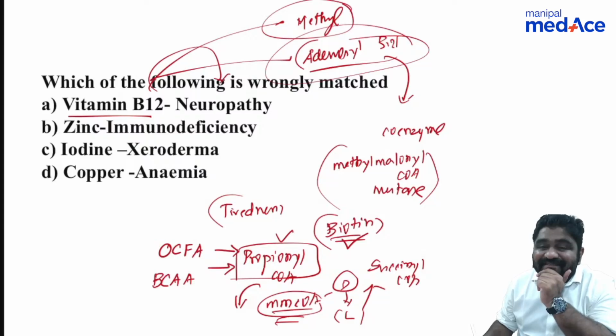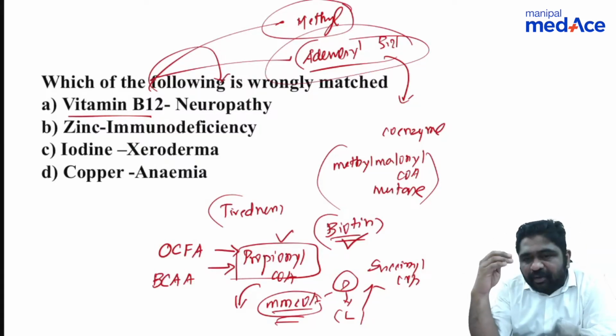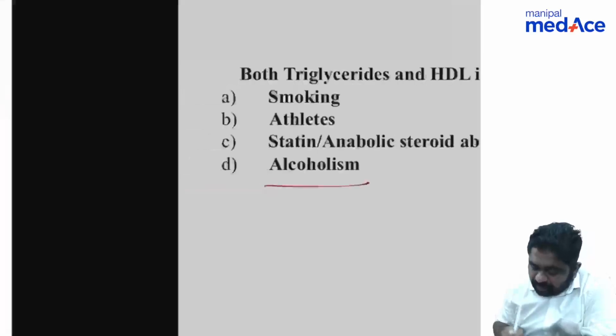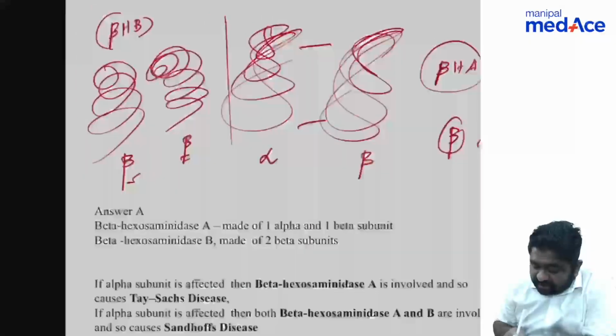Can you tell me why? In sphingomyelin synthesis, you require methylation. Can you tell me why? Come back to this slide where you can have seamless integration.